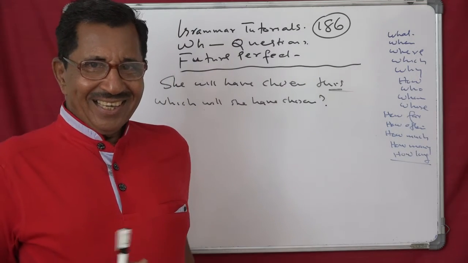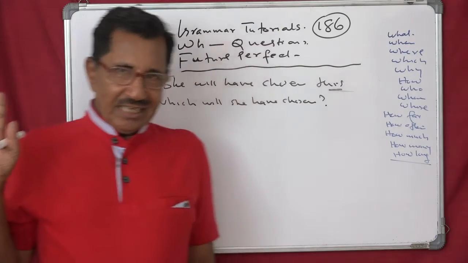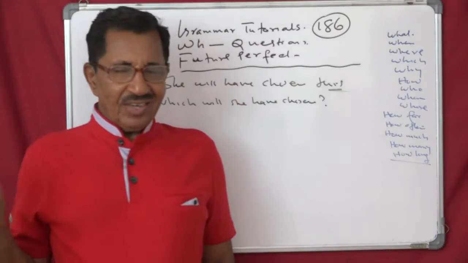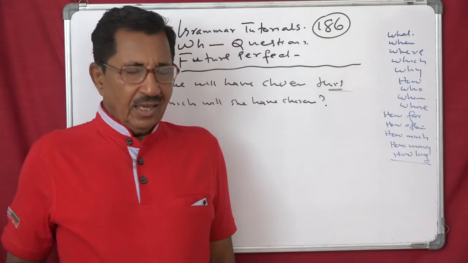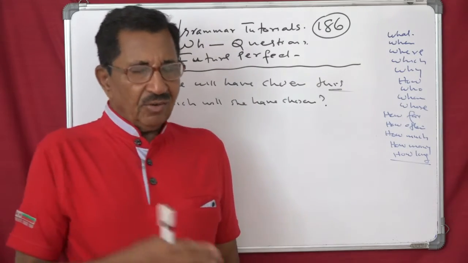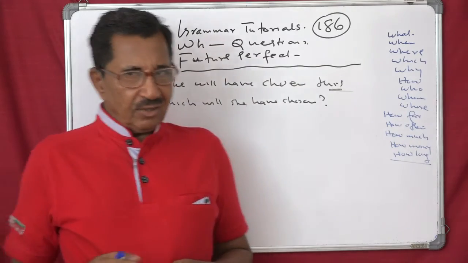Simple, isn't it? So if the method is clear to you, then find out the appropriate method: WH question. Sorry, yes or no question. Then find out the appropriate question word. Yes or no question, I suppose it's very clear to you, no problem.